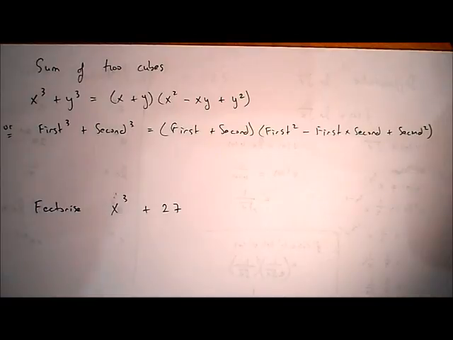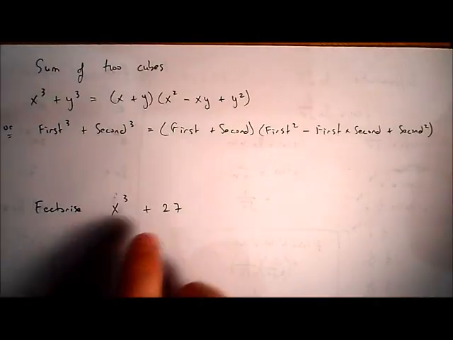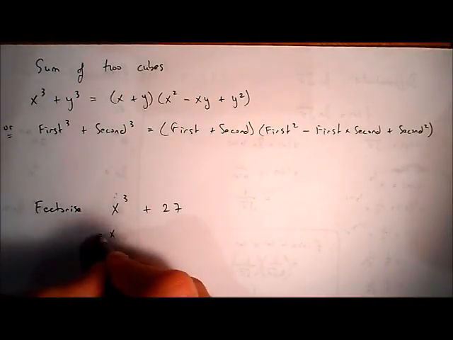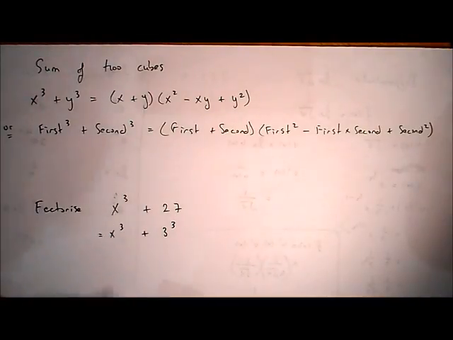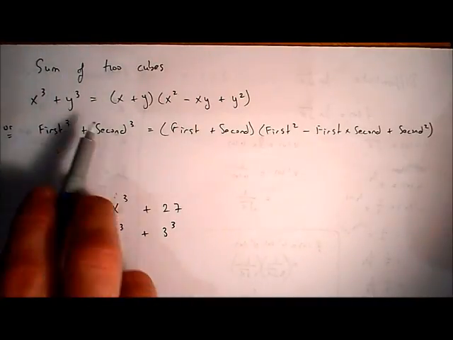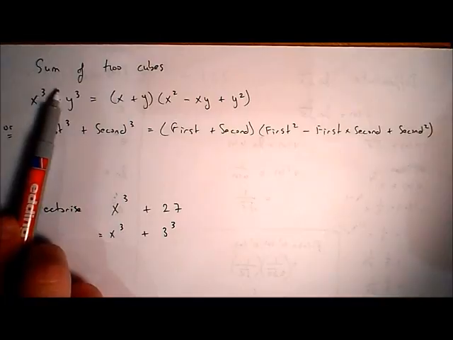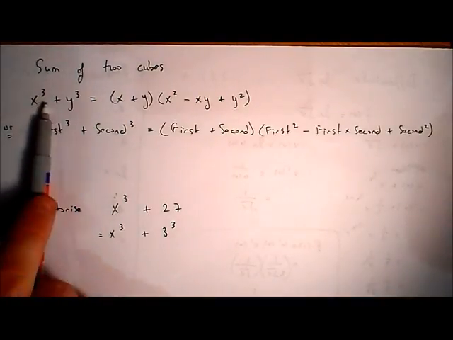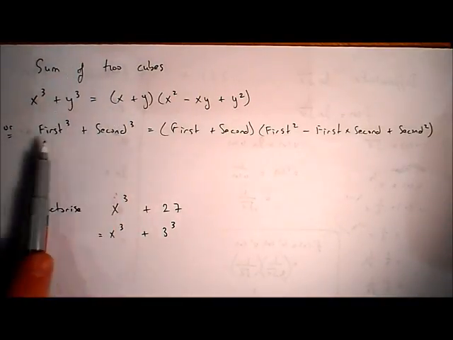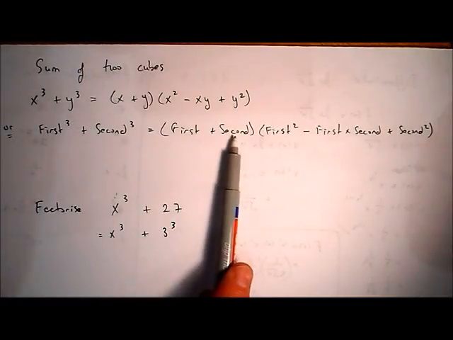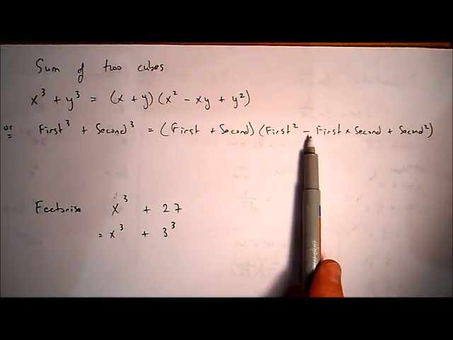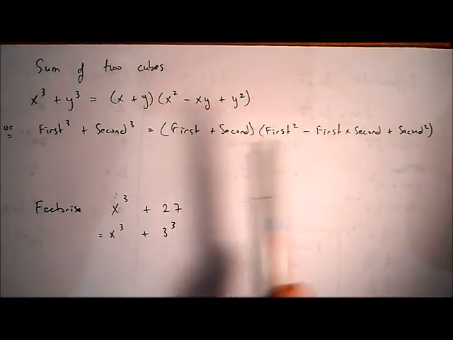Well, we notice that 27 is the same as 3 cubed. So I rewrite x cubed plus 27 as x cubed plus 3 cubed. In order to factorize that, I can use this formula up here. I've got a sum this time, I'm adding. So x cubed plus y cubed is the same as, well, it's probably easier if we look at this one. If we have the first cubed plus the second cubed, it's the first plus the second times the first squared minus the first by the second plus the second squared.